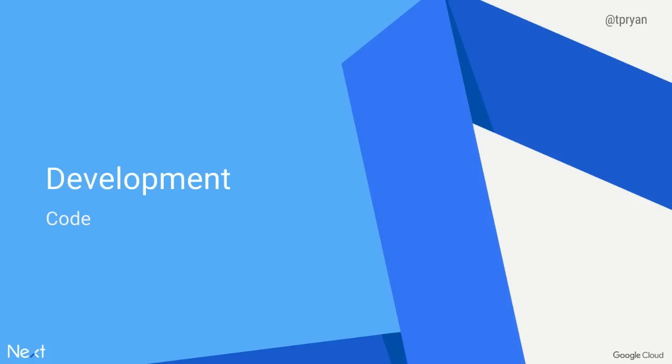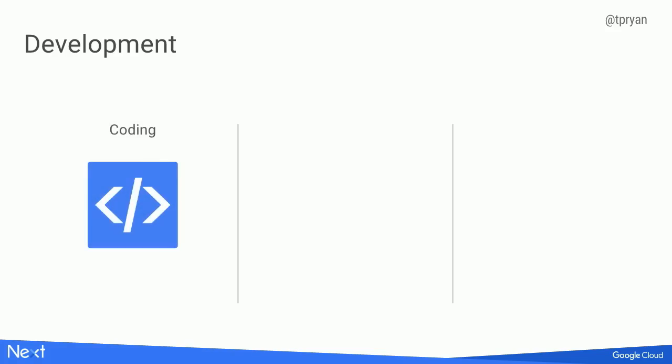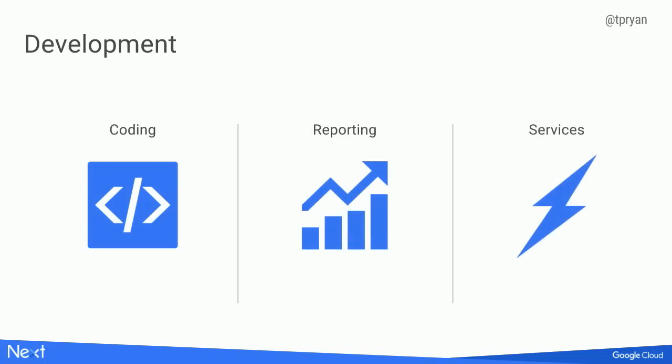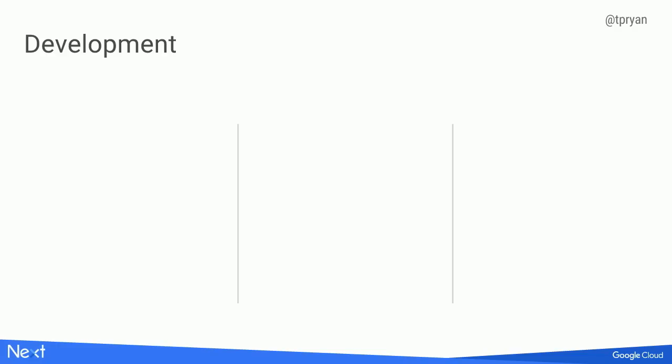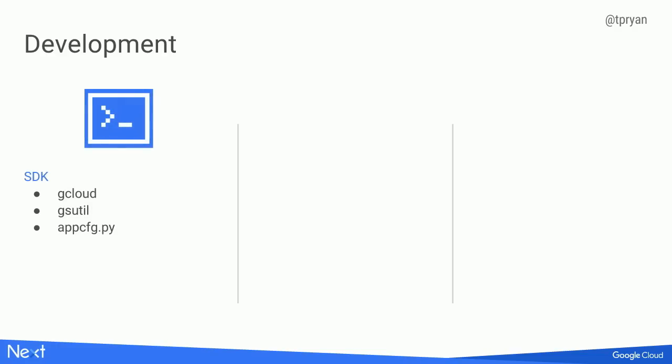All right, moving on to development. Developers in general think about coding, we think about reporting sometimes, and we like using services because then we don't have to write it. So for development, we have the SDK. It's important to note that most of the things you want to do, you can do through gcloud. If you're using App Engine, you also want to make sure you have app config, because the PMs tell me that gcloud can do everything that app config can do, but they're wrong.